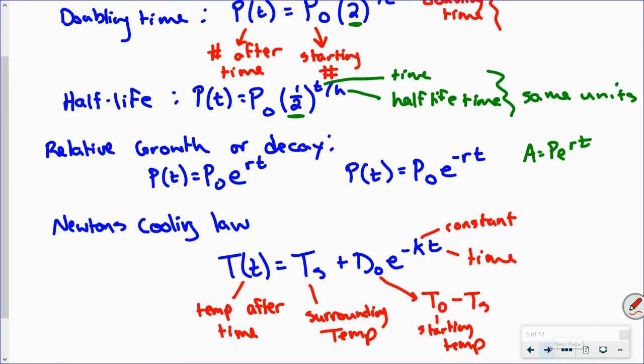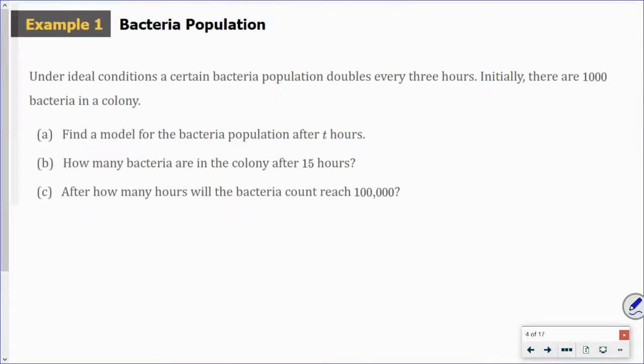Okay, so problem number 1 here says under ideal conditions, a certain bacteria population doubles every 3 hours. Initially, there are 1,000 bacteria in the colony. Find a model for the bacteria population after T hours. How many bacteria are in the colony after 15 hours? After how many hours will it reach 100,000? Okay, so it tells me that it's doubling time because it uses the word double.